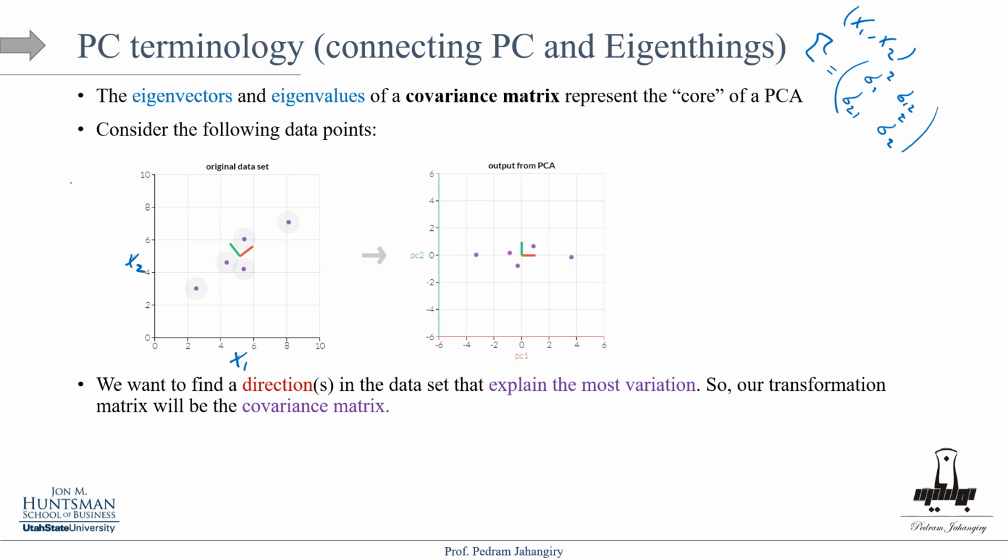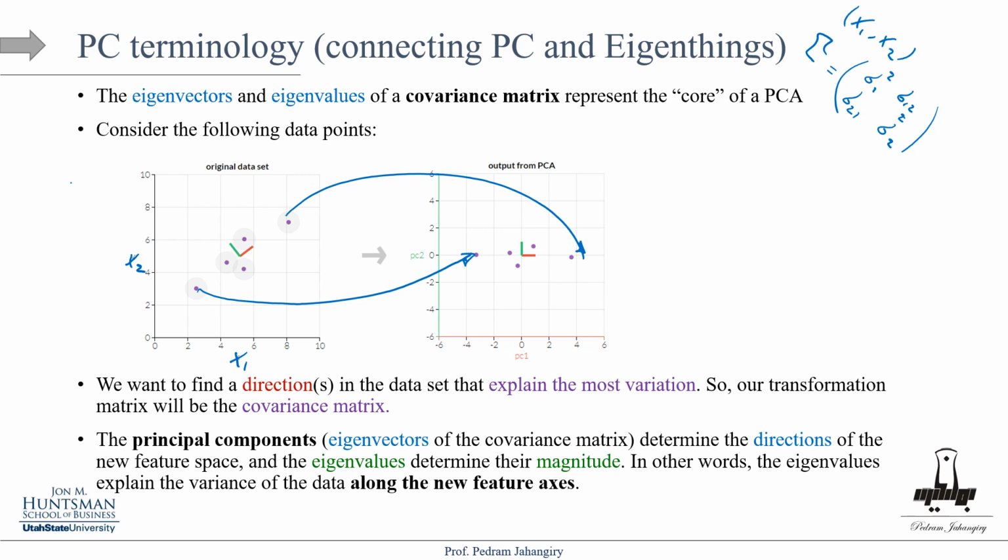So we apply that transformation, which is our covariance matrix, and then we look at the observations in the new space. So these are observations in the new space. For example, this one is going to go here, this one is going to go here, and so on. So this is our new space. That means that the principal components, which are the eigenvectors of your covariance matrix, determine the directions. So this is your PC1, PC2, and the eigenvalues determine the magnitude. In other words, the eigenvalues explain the variance of the data along the new feature axis.